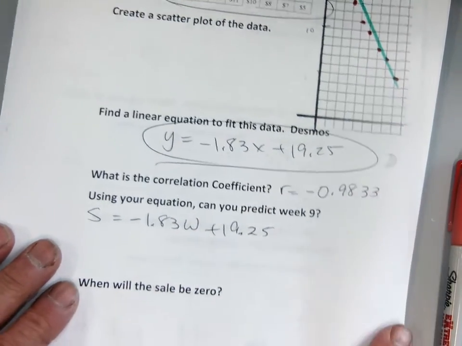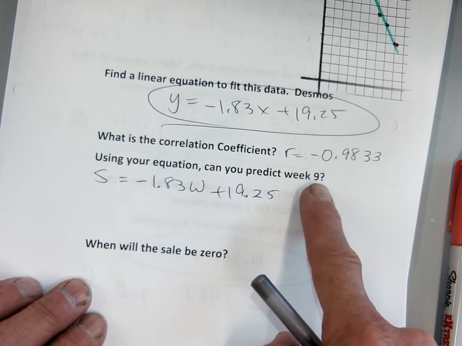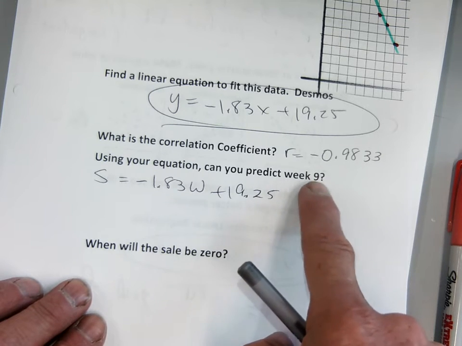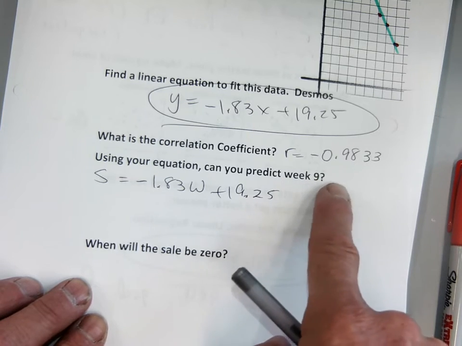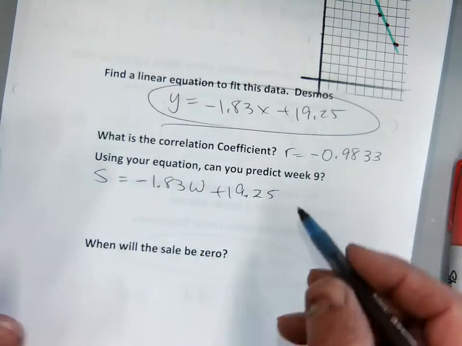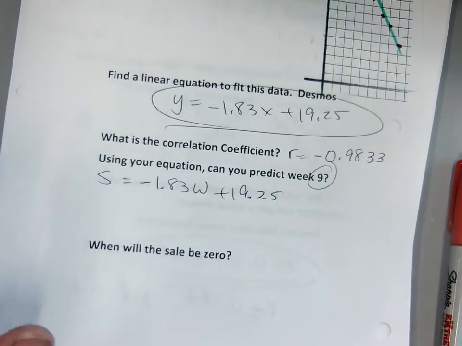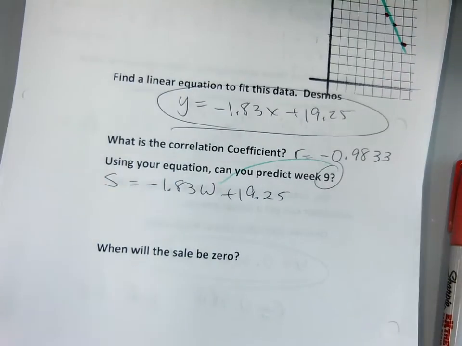Now week 9, where does the 9 go? Where should I put the 9? W. That's why I like to change my equations, right? It makes it easy, right? So it's got to go into W. So I'll put the 9 here. And then we can predict how much we're going to have. So just plug in the 9.